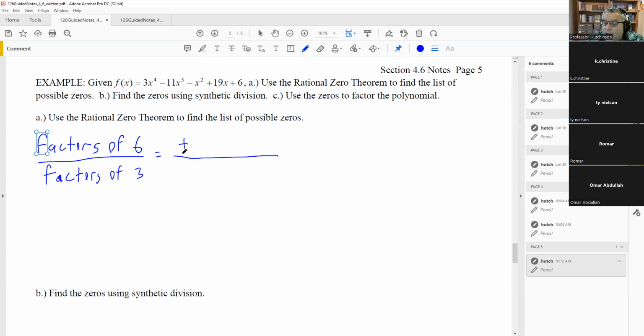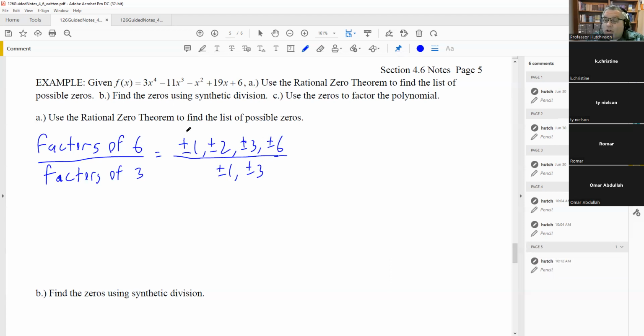On top, we've got a 1. Oops, forgot to put the 1 there. 1. 2 divides evenly into 6. 3 divides evenly into 6. And 6 divides evenly into itself. On the bottom, we'll have 1 and 3 for that. We want to take all the numbers on top, divide by 1, all the numbers on top, divide by 3.